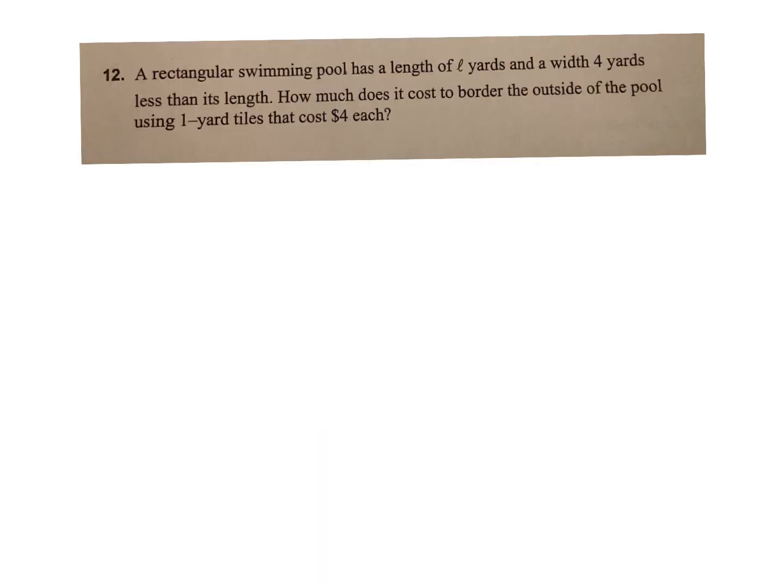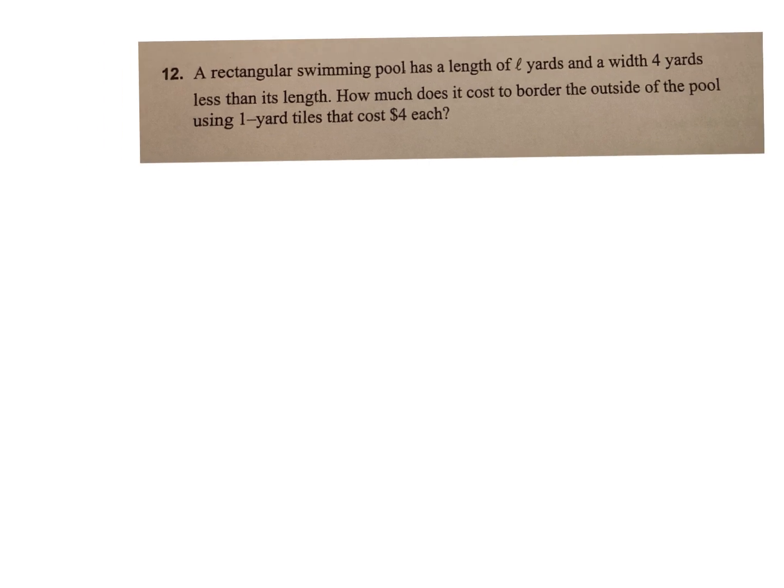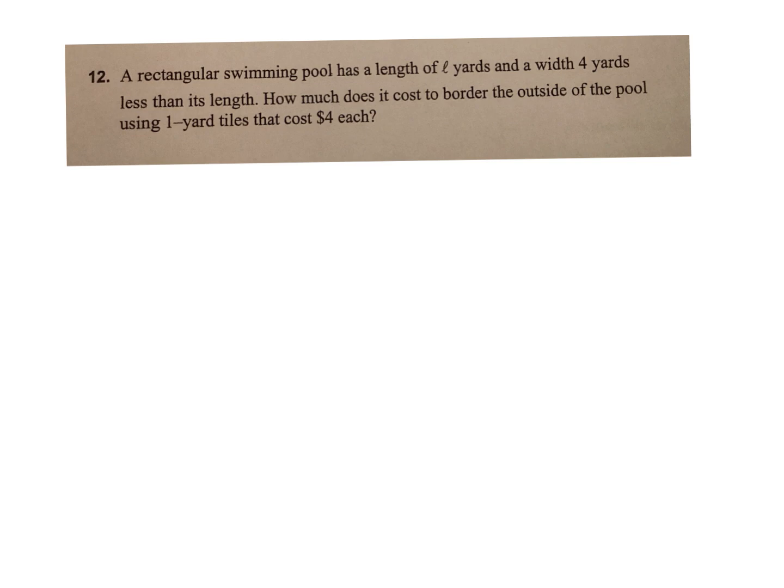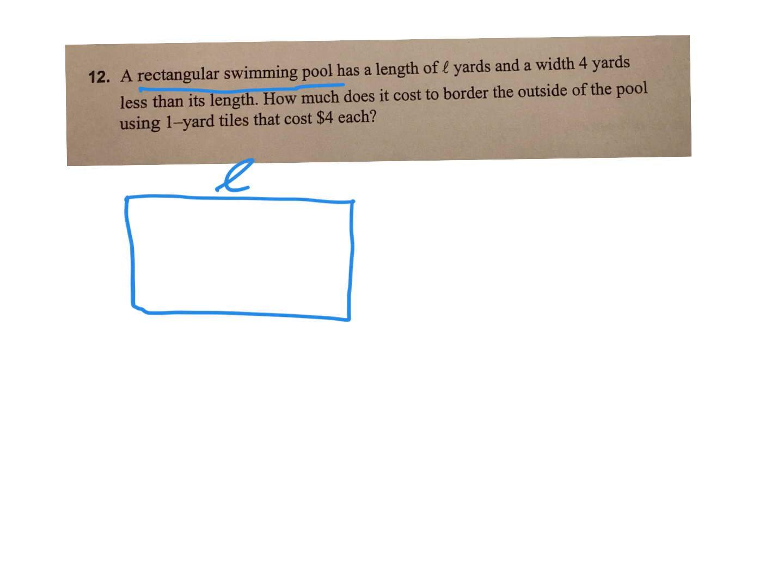All right, this is the tricky one that I want to spend a little more time on. We have a rectangular swimming pool. So I'm going to draw my swimming pool here. Rectangular swimming pool. The length is L, and the width is 4 yards less than its length. Okay, so that's that. So we need to find the perimeter.